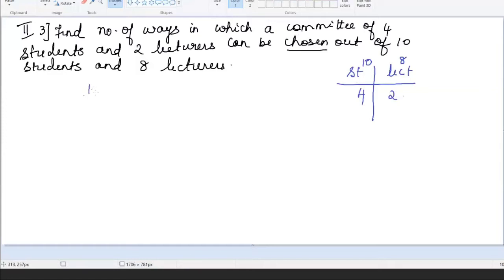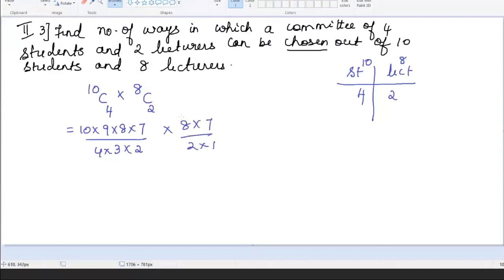Answer is here 10C4 times 8C2. Out of 10 students you want 4 students, and out of 8 lecturers you want 2 lecturers. So quickly complete this. Find the answer. 10 into 9, 8, 7 by 4 into 3 into 2 into 1, times 8 into 7 by 2 into 1. So 2 ones are 2, 4 2s are 8 will get cancelled. 3 3s are 9. Here you're getting 210 and here 28. 210 into 28. So answer is 5880.